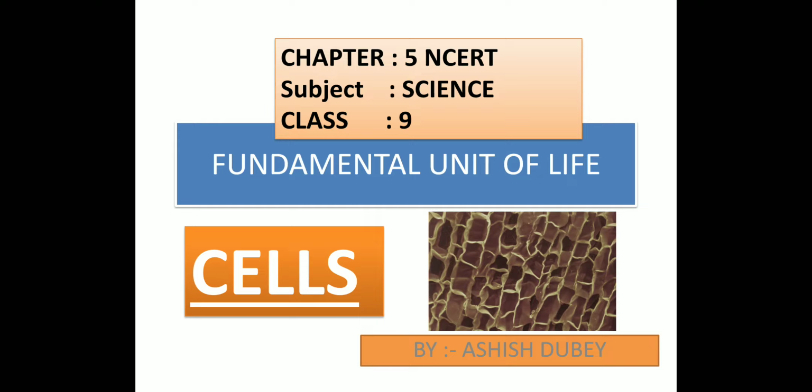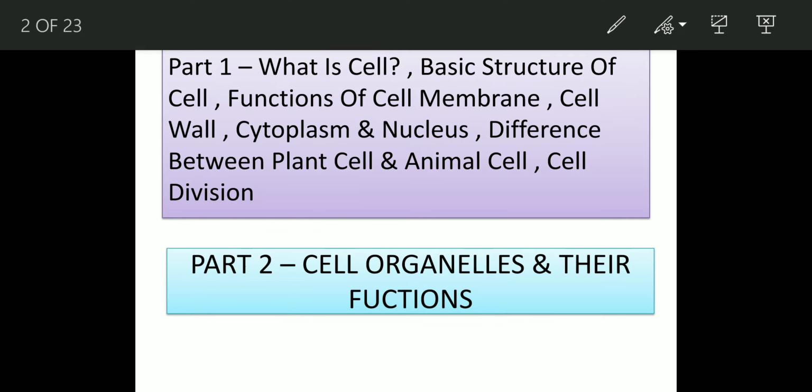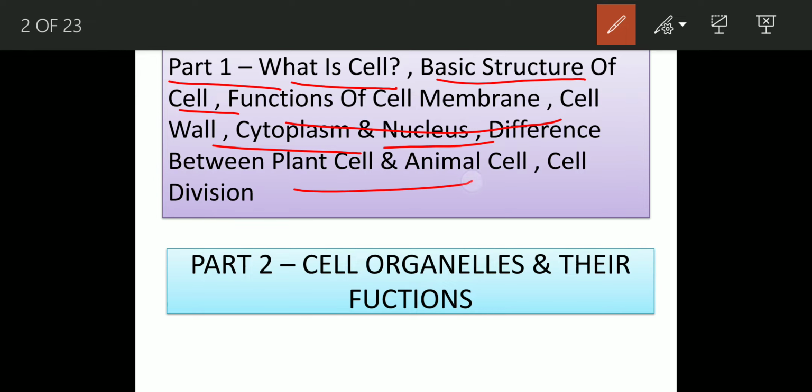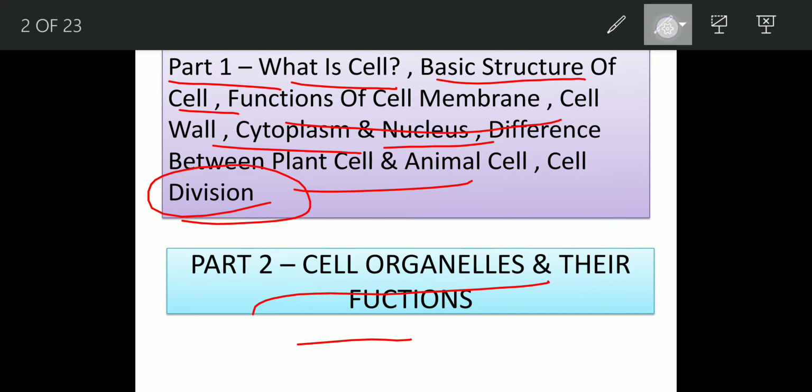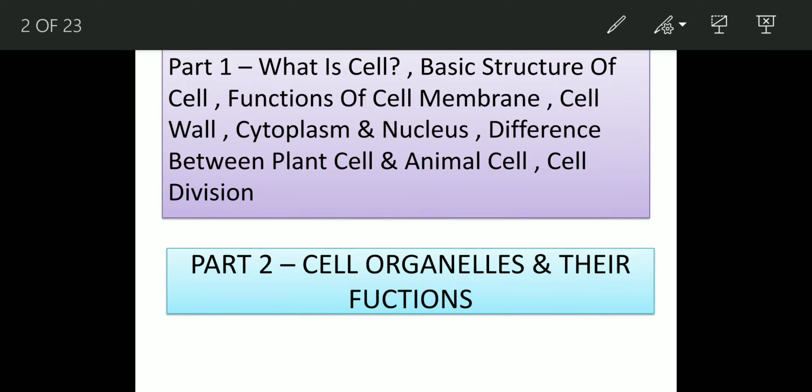Okay, so I have divided this lecture into two parts. In part 1 we'll discuss what is in the cell, the different structures of the cell, functions of the cell membrane, cell wall, cytoplasm, nucleus, the difference between plants and animals, and the process of cell division. In the next lecture, part 2, we will deal with the cell organelles and their functions in detail. Okay, so move on to the next slide.